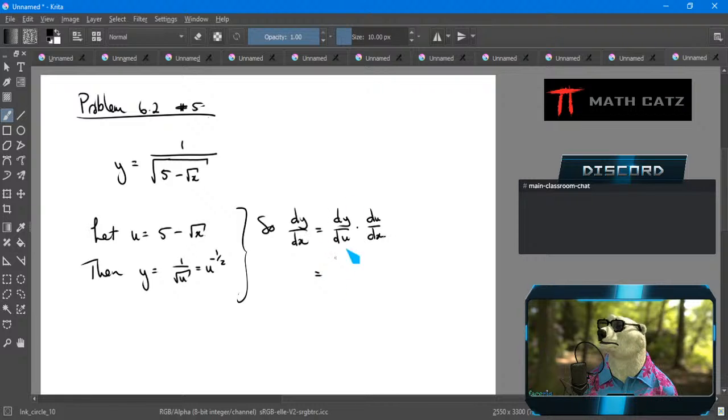Now, first part of the chain rule says, take the derivative of my function with respect to this inside function u. Oh, I see it right there. Easy: u to the negative 3 over 2. Remember, it's always one less. Next part of the chain rule, derivative of that inside function.